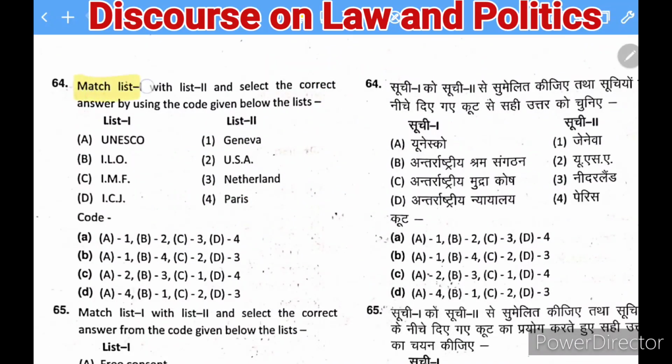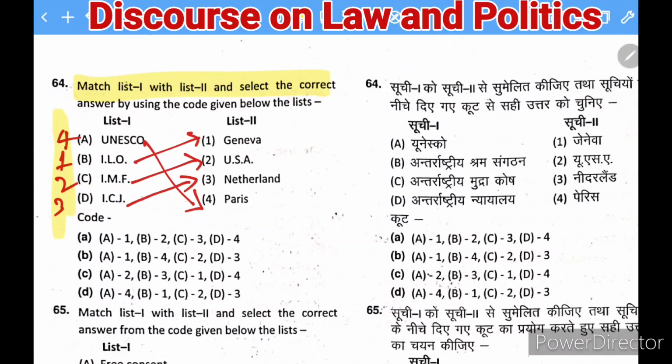The next question is also about matching List 1 and List 2. In List 1 you can find the names of the organizations, and in List 2 you can find the names of the headquarters. Let's see which headquarters belongs to which UN body here. UNESCO belongs to Paris. ILO belongs to Geneva. IMF, International Monetary Fund, belongs to the USA. ICJ, International Court of Justice, belongs to the Netherlands, that is The Hague. So you can see here A is 4, B is 1, C is 2, and D is 3. So the right code here is 4123.